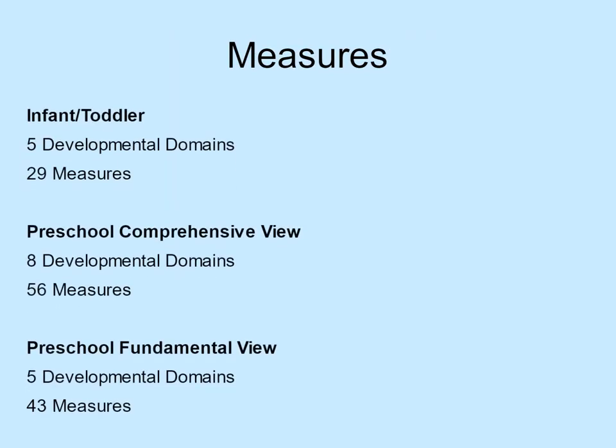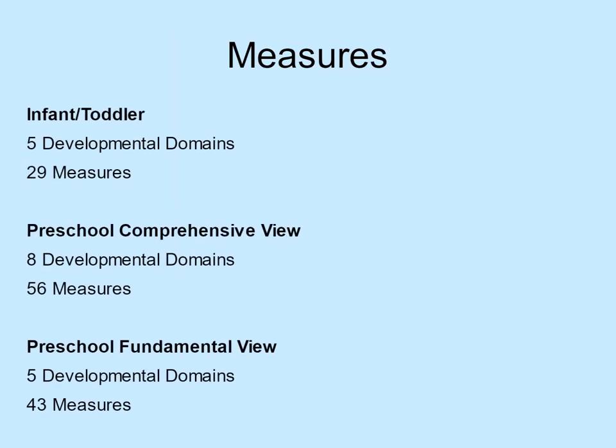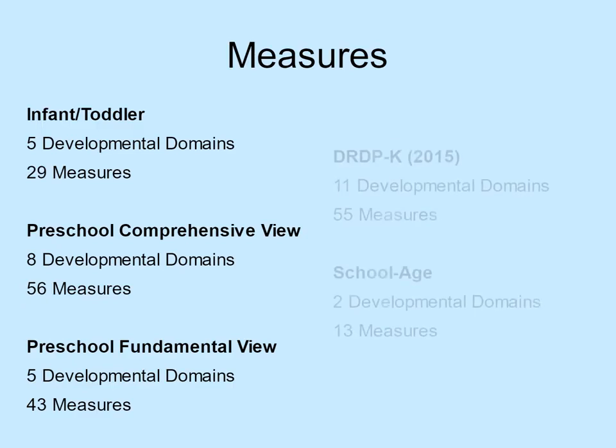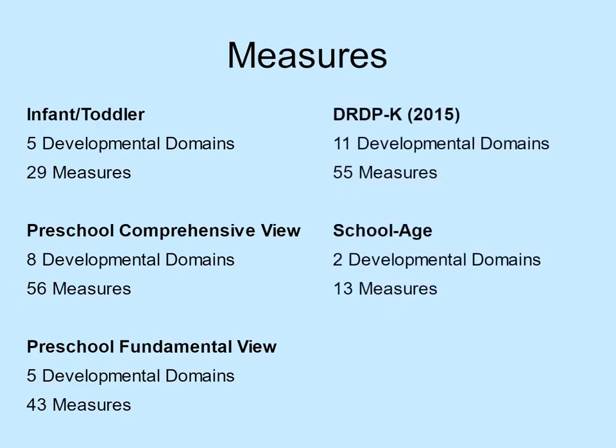The infant/toddler view includes 5 domains and 29 measures. The Preschool Comprehensive View has 8 domains and 56 measures. The Preschool Fundamental View has 5 domains and 43 measures. The DRDP-K for use with transitional kindergarten and kindergarten has 11 domains and 55 measures. The school-age instrument is for use with children in before and after school programs.